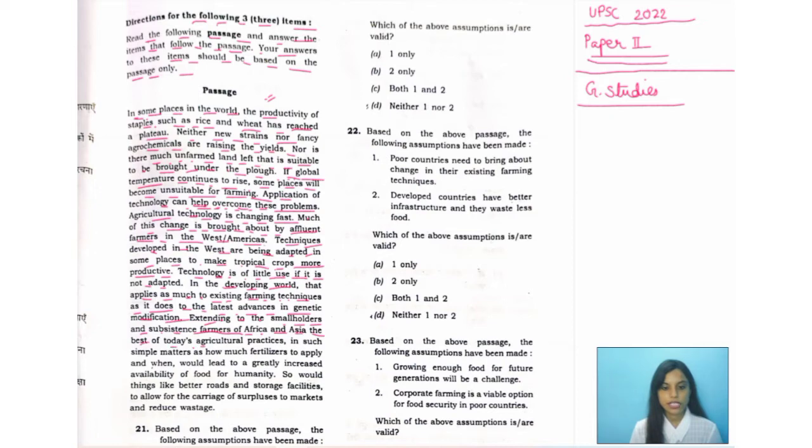The best of today's agricultural practices in such simple matters as how much fertilizers to apply and when would lead to a greatly increased availability of food for humanity. So what they are saying is that we should take up those technologies that are available in the agricultural sector, for the production of excess growth of crops, for the advanced techniques that are used for plowing and all the agricultural methods that are used nowadays. It's based on the modern techniques.